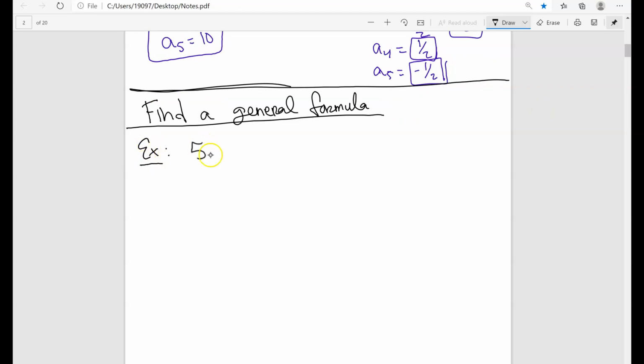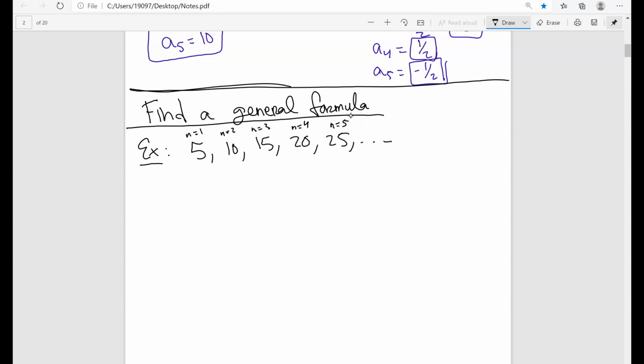So let's say you have the sequence 5, 10, 15, 20, 25. So we'll start off easy. Let's try to find a general formula. In this case, one of the things that we can see is that this is going to be the first term. So I like writing n equals 1, n equals 2, n equals 3, n equals 4, n equals 5. So you kind of see this n value.